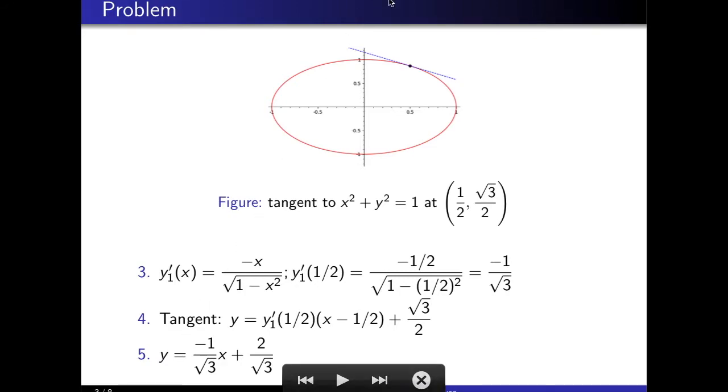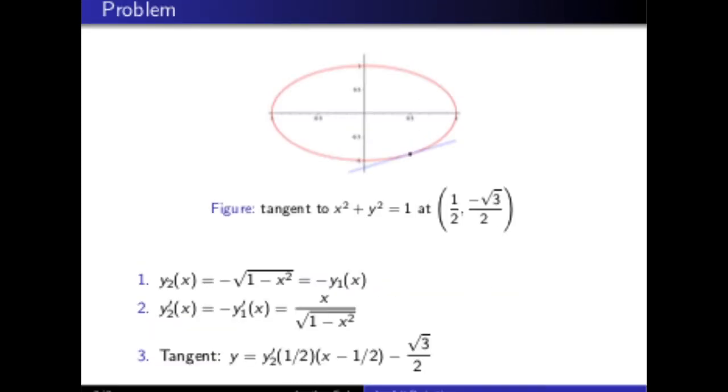So we said, well, we could find the slope of the tangent line up here. How about down here at 1/2 and minus square root of 3 over 2? So if we do that, we're going to get something very similar. So y2 is minus y1. So y2 prime is minus y1 prime. So we'll just get x over square root of 1 minus x squared.